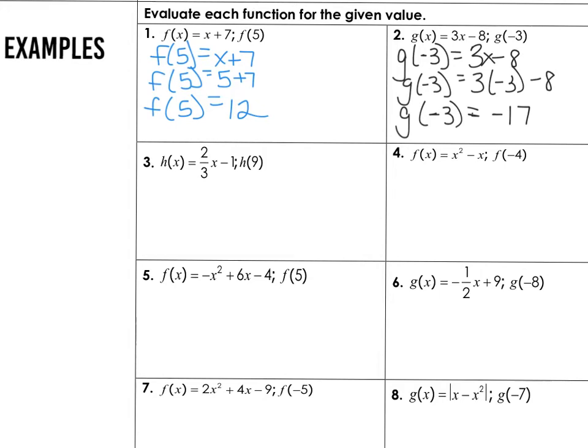Now on number 3, we have a fraction. Don't be afraid of it. You should have a calculator. If you don't, I can show you how to do it without it, but it's not as scary as it really looks to be. So this says h of x equals 2/3 x minus 1. Find h of 9. So I'm going to write this as h of 9 equals 2/3 x. And I'm going to write it again and plug in my 9.